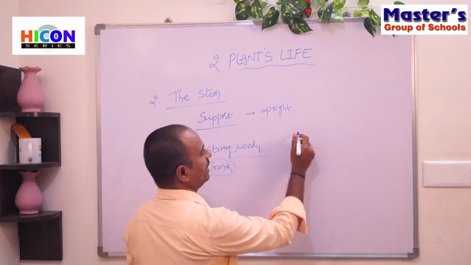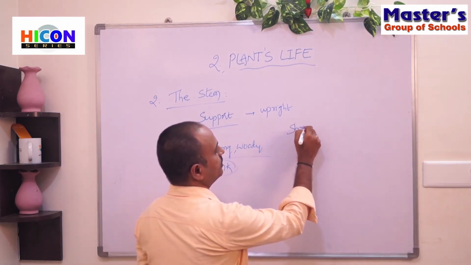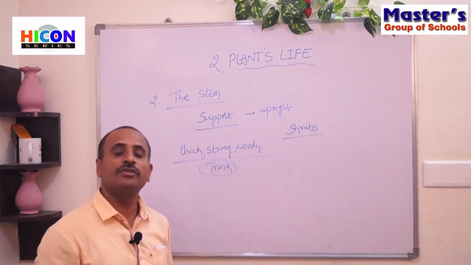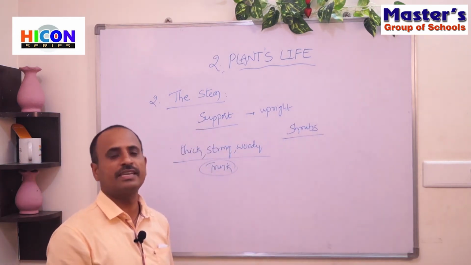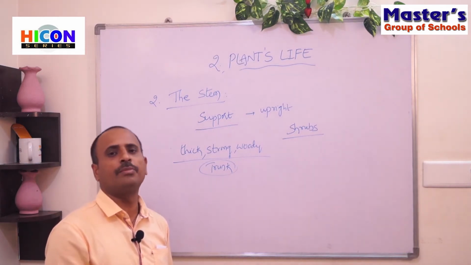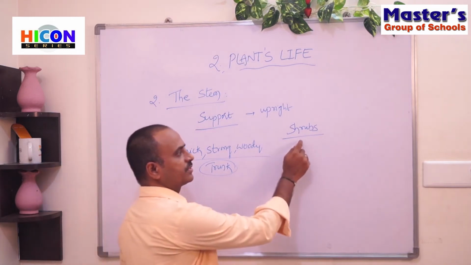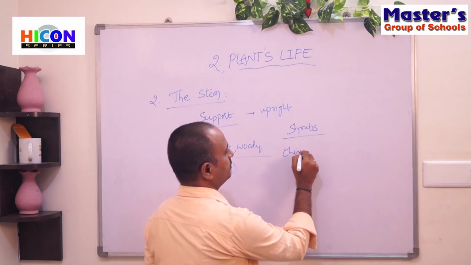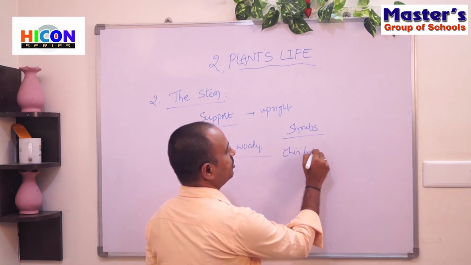Whereas some plants are very small and their stem is thin but strong. Some plants, like shrubs, are small in size and they have fewer branches and fewer leaves. So in shrubs the stem is thin but strong.